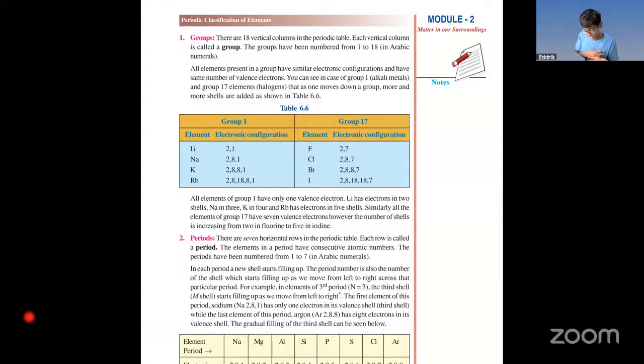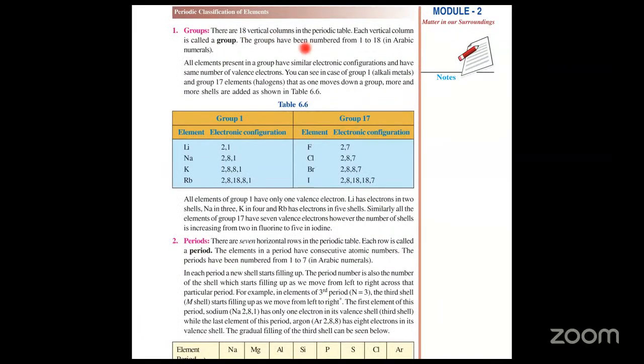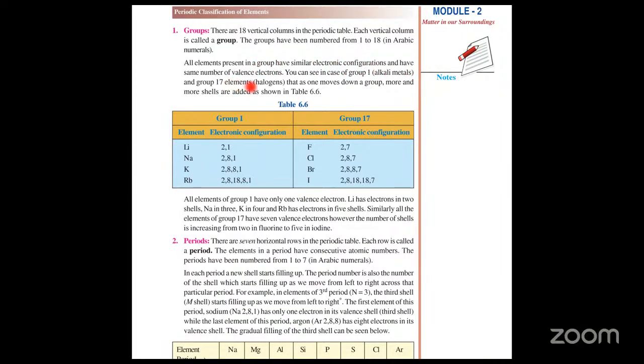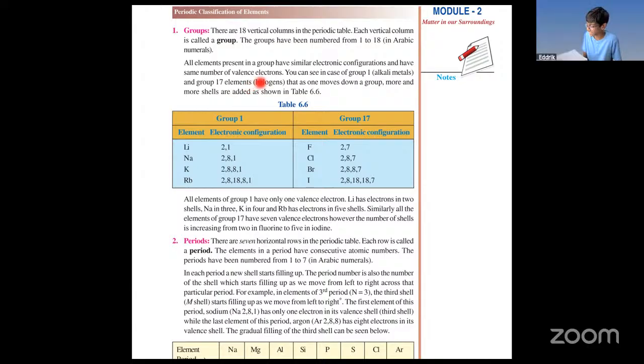Groups. There are 18 vertical columns in the periodic table. Each vertical column is called a group. The groups have been numbered from 1 to 18 in Arabic numerals. All elements present in the group have similar electronic configurations and have the same number of valence electrons. You can see in case of group 1, alkali metals, and group 17 elements, halogens.